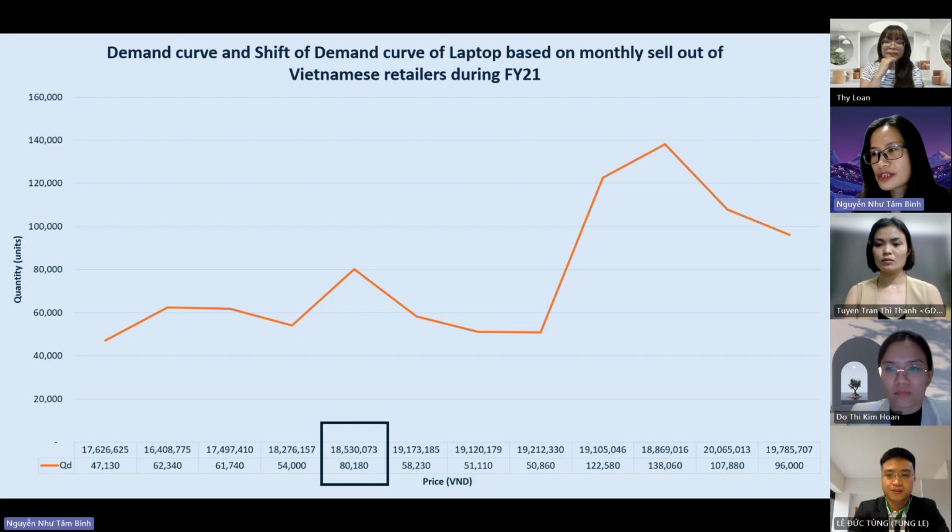People were restricted from going out for work, so they needed laptops for remote working instead of using desktops at the company. So the result was the price increased, but the demand also increased significantly. The demand curve now shifted rightward and became elastic when the price increased only 1.4% and the demand increased 48%. After May of 2021, Vietnam applied lockdown.